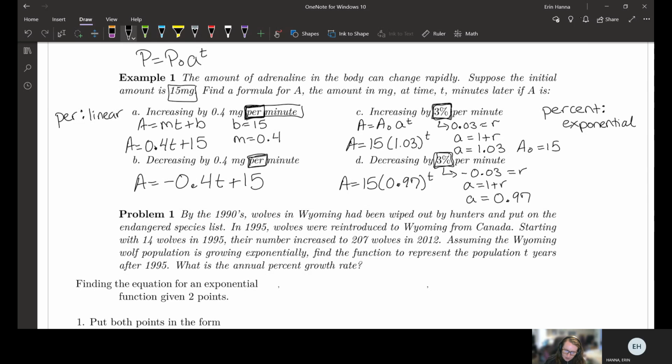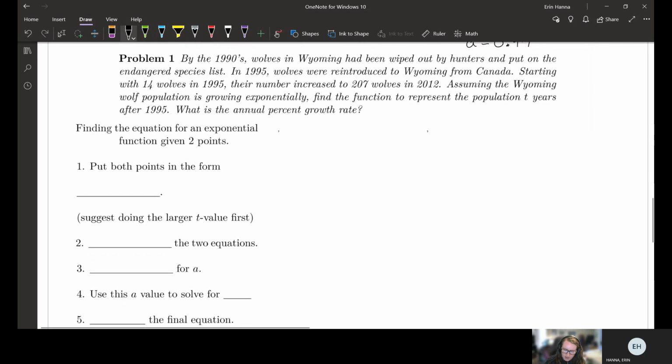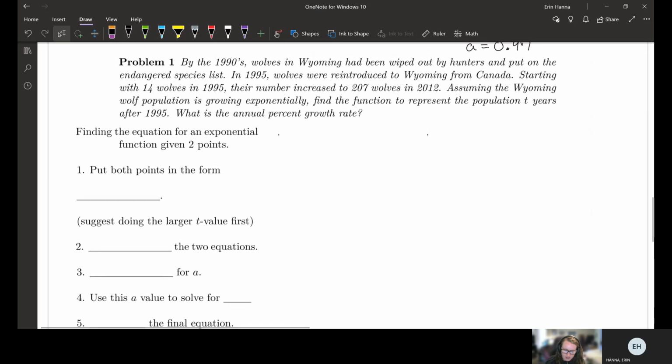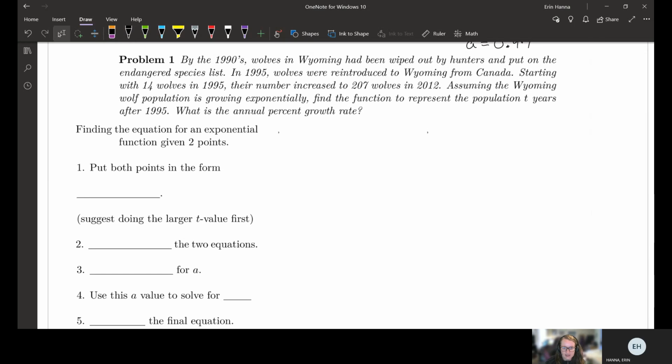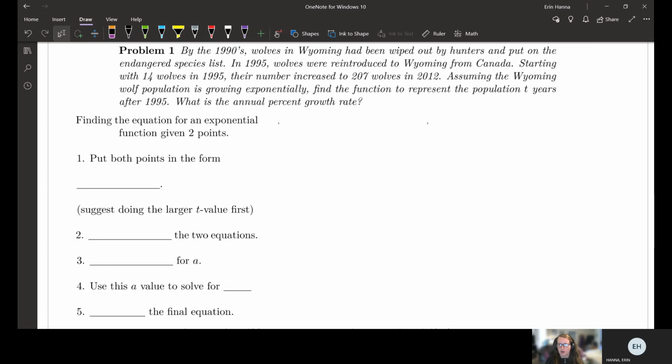All right, moving down to problem 1. By the 1990s, wolves in Wyoming had been wiped out by hunters and put on an endangered species list. In 1995, wolves were introduced to Wyoming from Canada. Starting with 14 wolves in 1995, their number increased to 207 wolves in 2012. Assuming the Wyoming wolf population is growing exponentially, so we want an exponential function, find the function that represents the population t years after 1995.